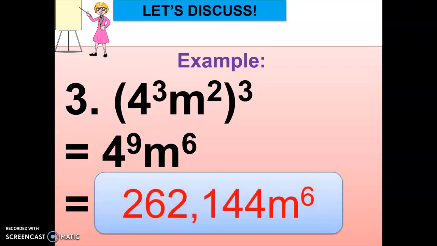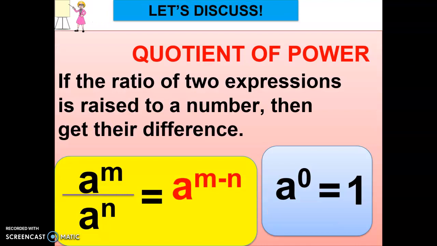So the product is 262,144 m raised to 6. Yan po. And quotient of a power.